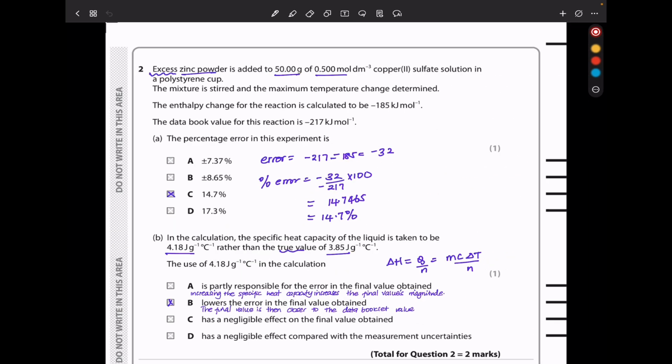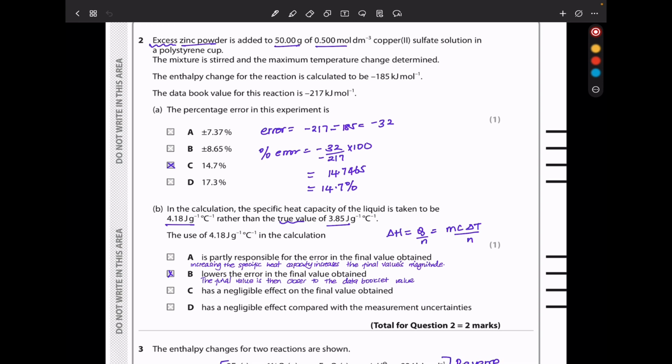In question 2, excess zinc powder is added to 50 grams of 0.5 mol per decimeter cubed copper(II) sulfate solution in a polystyrene cup. The mixture is stirred and the maximum temperature change determined. The enthalpy change for the reaction is calculated to be negative 185 kilojoules per mole. The data book value for this reaction is negative 217 kilojoules per mole.